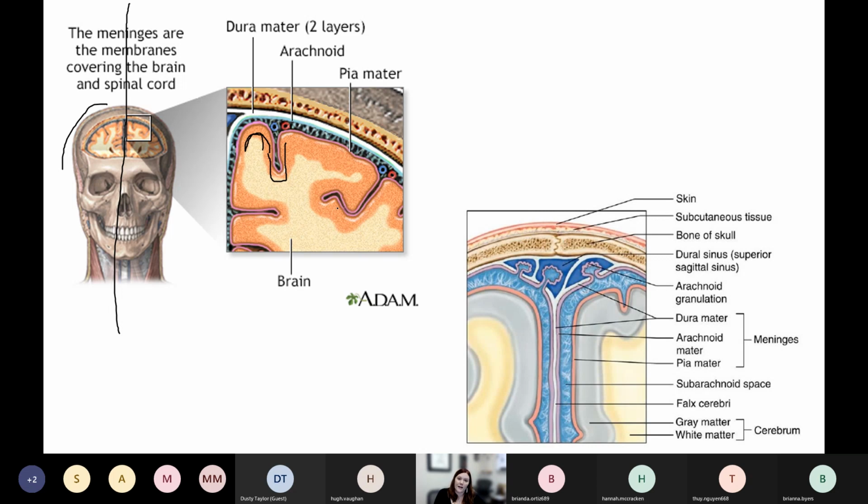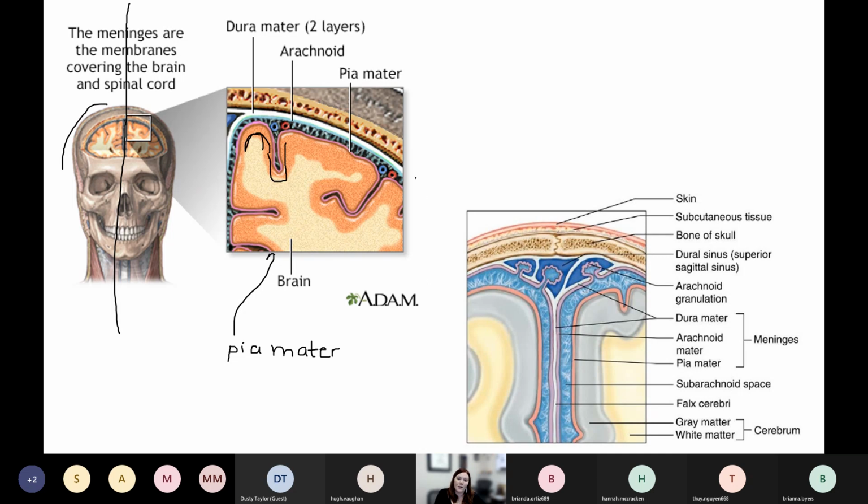To protect the brain, we put a bunch of connective tissue layers around it. So the first layer, this pink layer that I see directly attached to the brain, this is called the Pia Mater. The Pia Mater. Pia means gentle. So this thin, gentle layer that's touching the brain is called the Pia Mater.